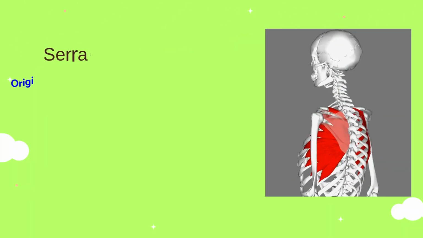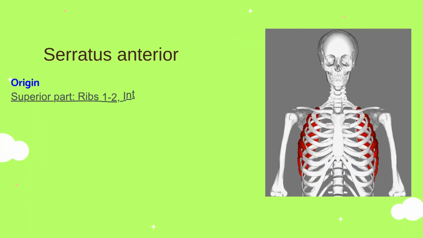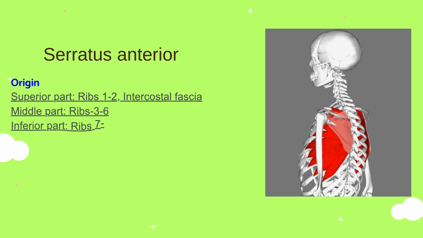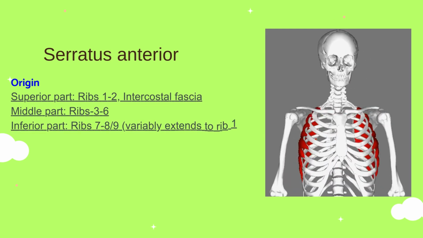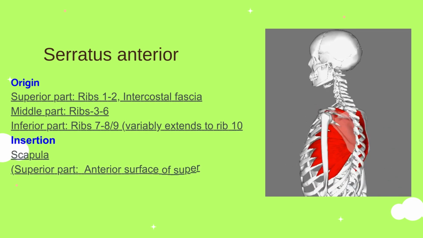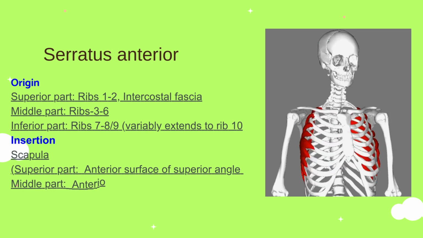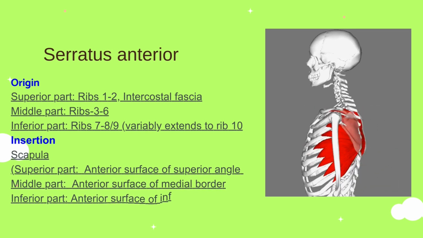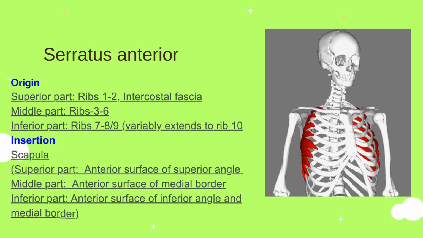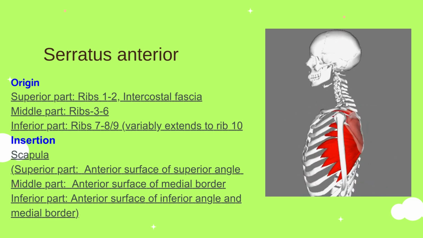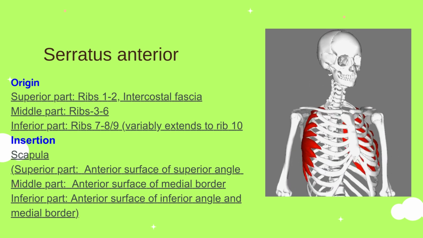The serratus anterior muscle is a large muscle located on the lateral aspect of the thorax. The serratus anterior muscle originates from the outer surface of the upper 8 or 9 ribs, or ribs 1 to 8 or 9. Specifically, the muscle originates from the external surfaces and superior borders of these ribs, starting from the first or second rib and extending downwards towards the 8th or 9th rib.